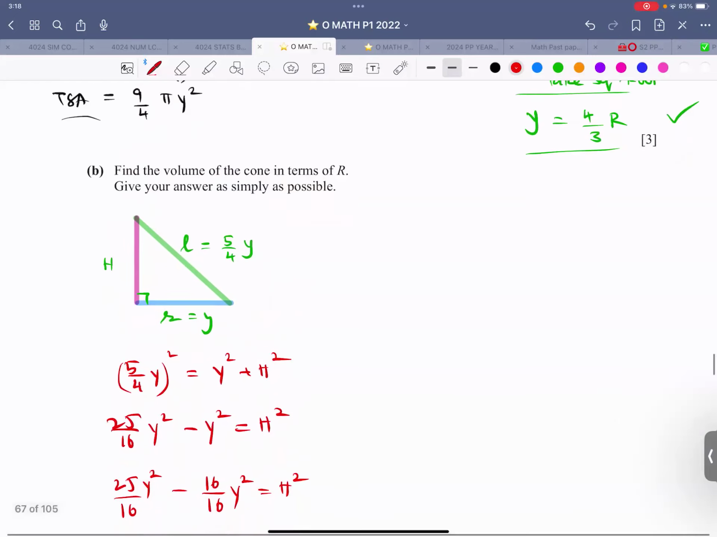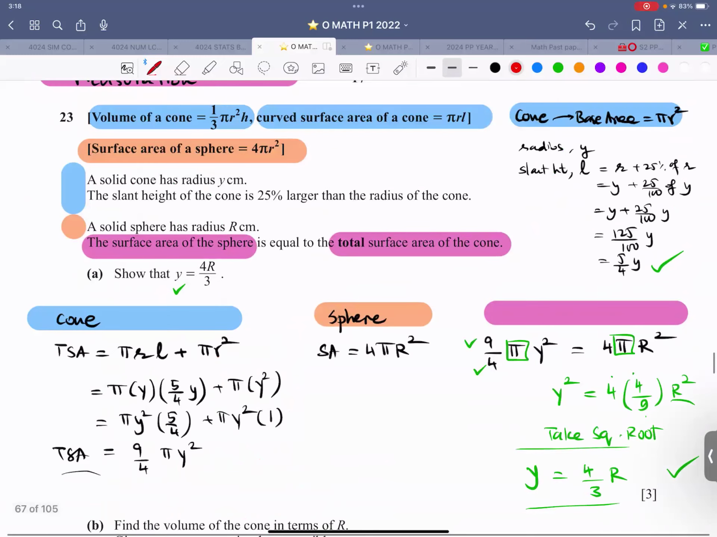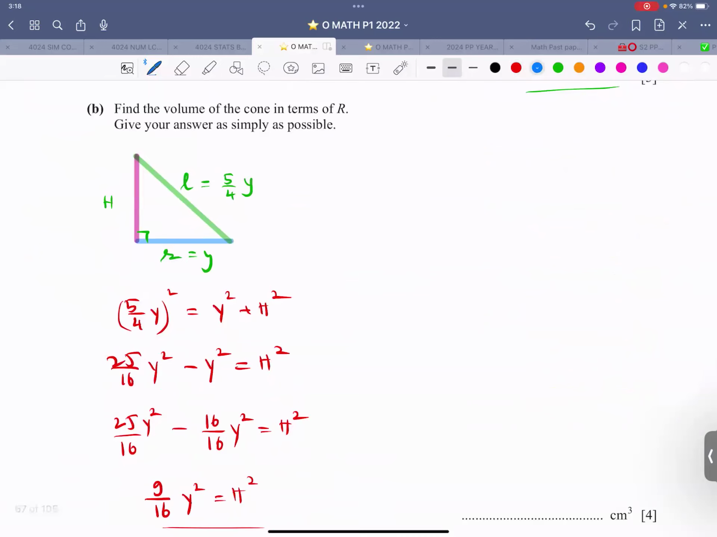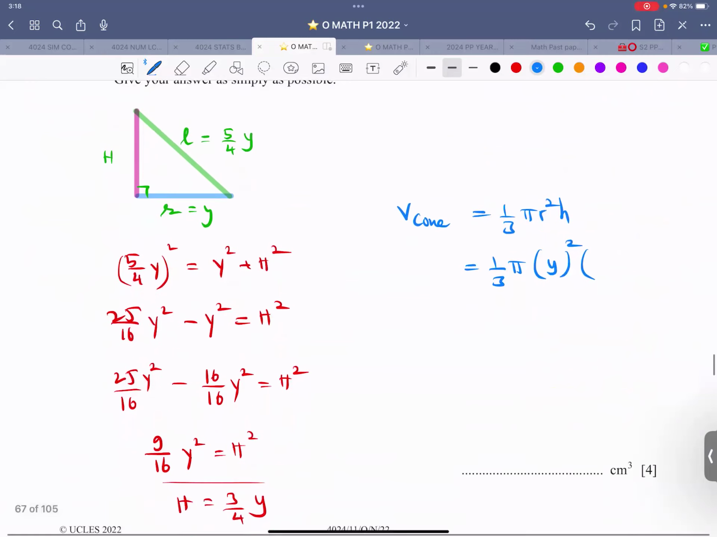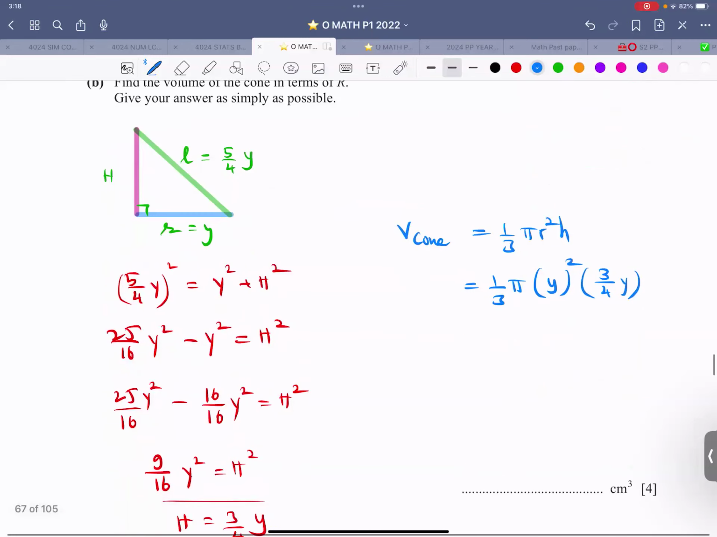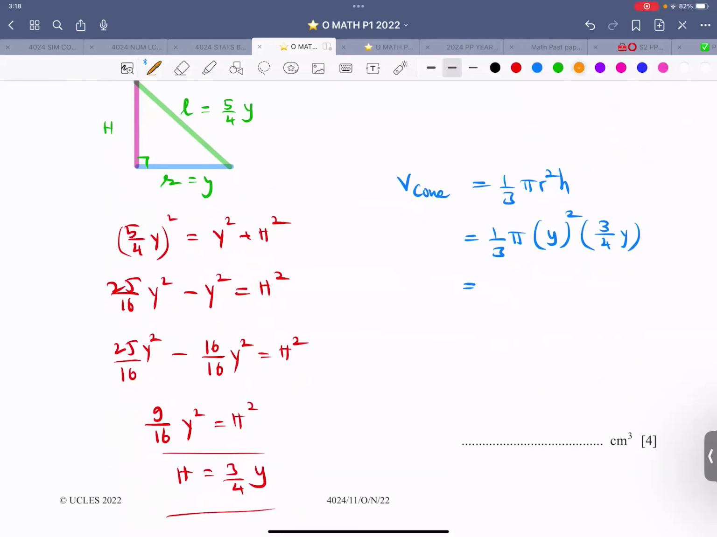That is the height. Why do I need the height? Because I need the volume of the cone. Therefore, volume of cone is 1/3 pi r square h. That's 1/3 pi, r is y, so y square, and h is 3/4 y. So what do we have? We have it in terms of r. Okay, first of all, let me cancel off this 3 and this 3. And that is pi over 4 y cubed. That is the volume of the cone.